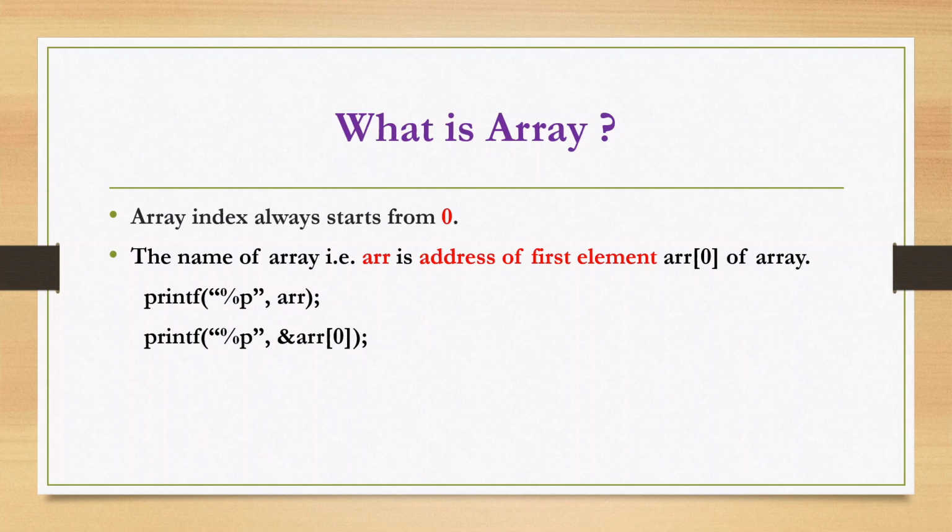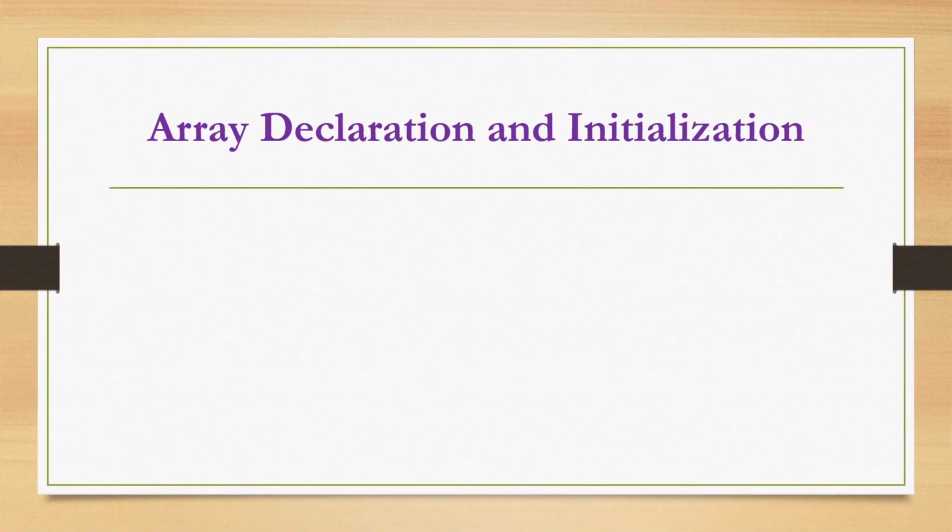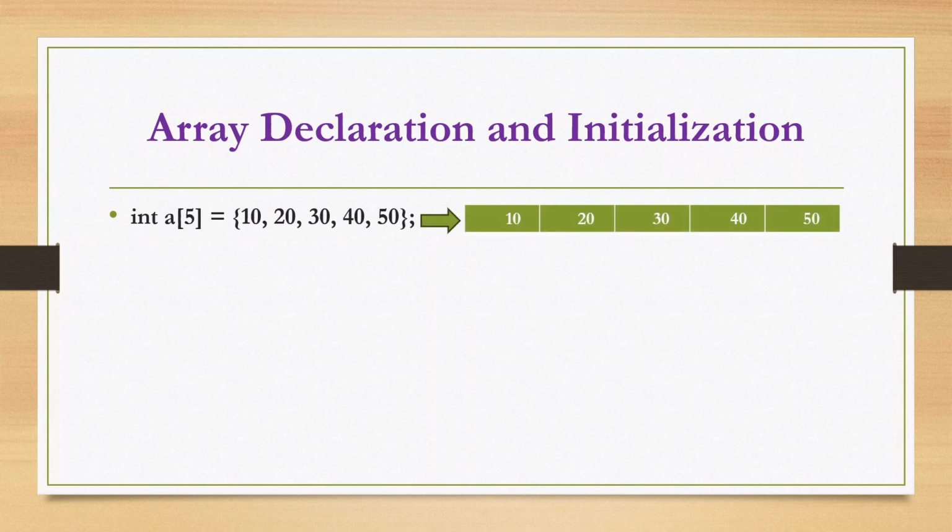Now we'll see how to declare and initialize an array. First, int a of 5 is equal to 10, 20, 30, 40 and 50. So here I have mentioned the size of the array as well as initialized the elements. It can be represented like this.